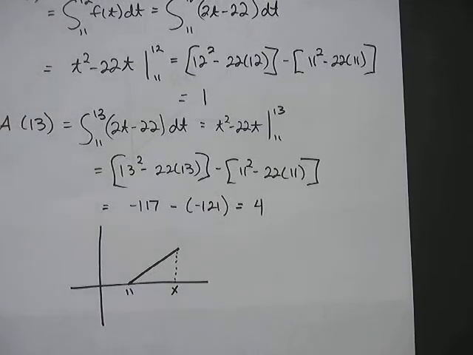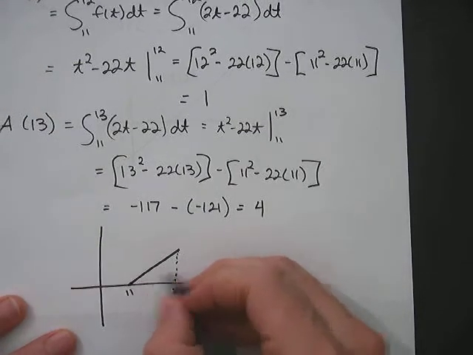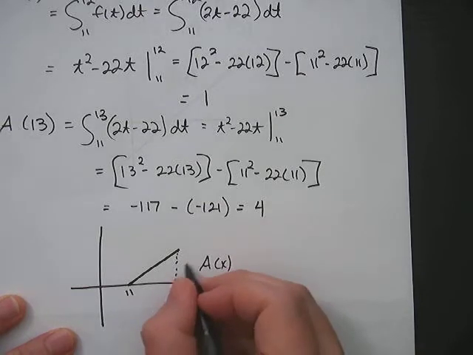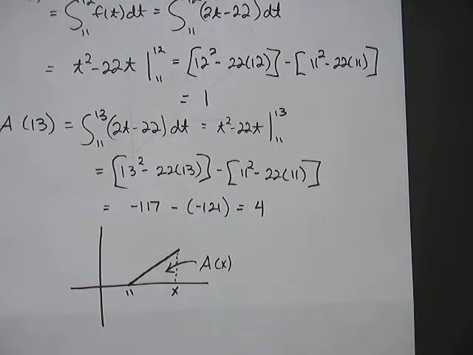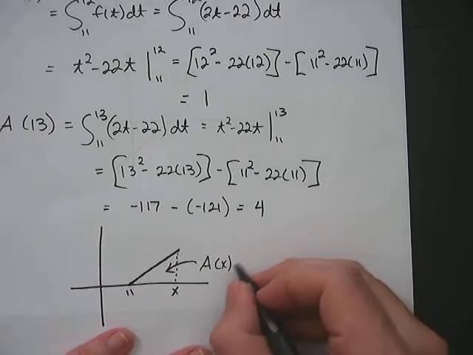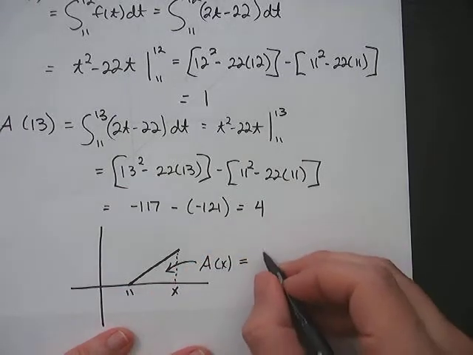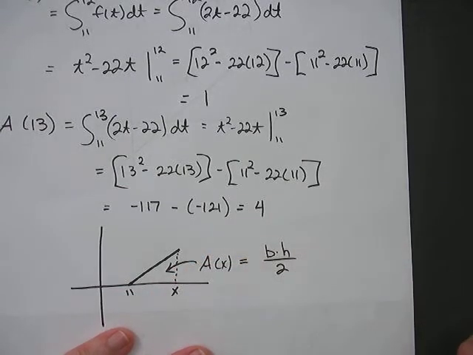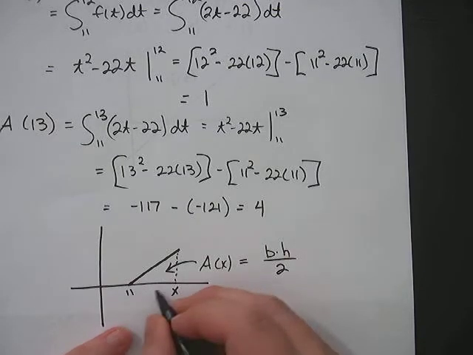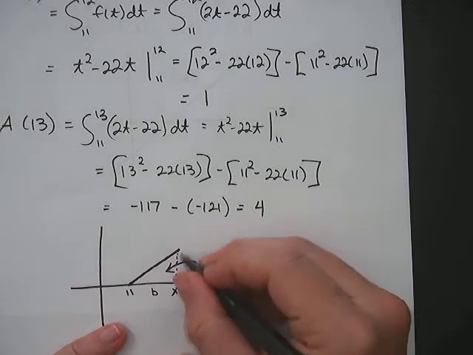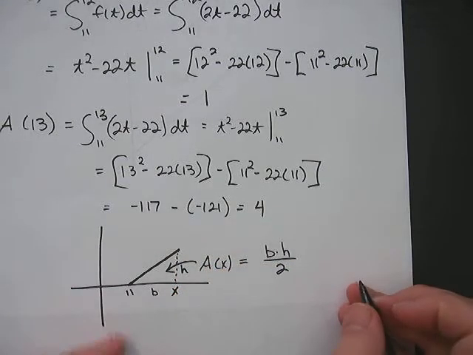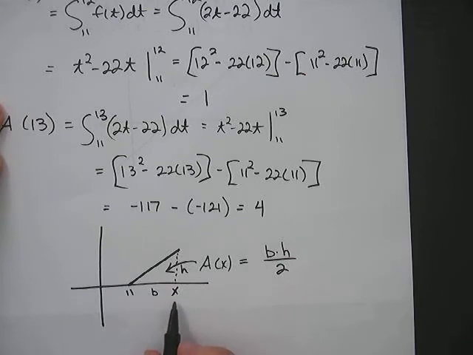So what we're going to be doing is trying to find A of x. How do we go about doing that? Well, we use the fact that the figure here is a triangle, which is base times height divided by 2. That's the area of a triangle. The base is going to be this distance here. That's b. The height is going to be this distance here. That's h.